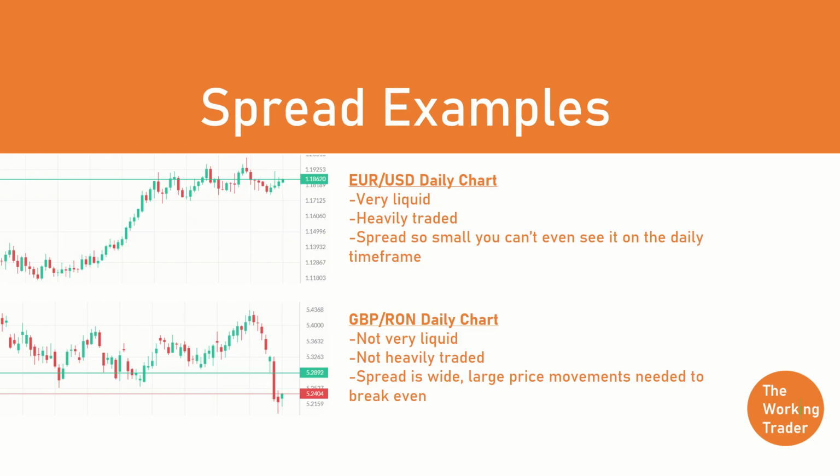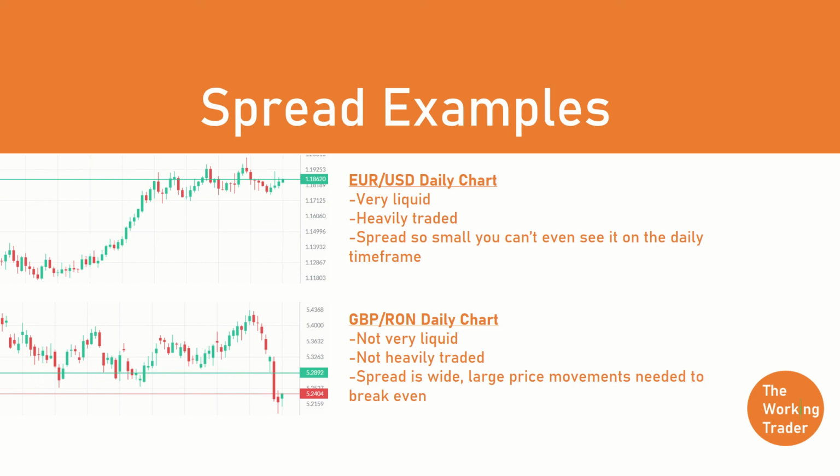So we're going to look at some spread examples here to show you the difference between a tight spread and a wide spread. So on the charts here, we've got on the top the Euro US dollar on the daily chart, and at the bottom we've got Great British Pound and the Romanian leu, or lei. I'm not exactly sure how you pronounce it. Again, on the daily chart.